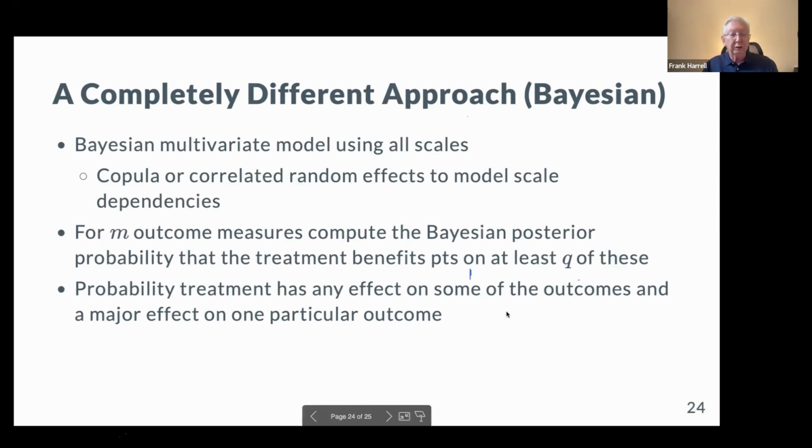You could calculate the Bayesian probability that the treatment has any effect on some of the outcomes and a major effect on one particular important outcome. So those are just to give you some ideas of handling multiple scales.